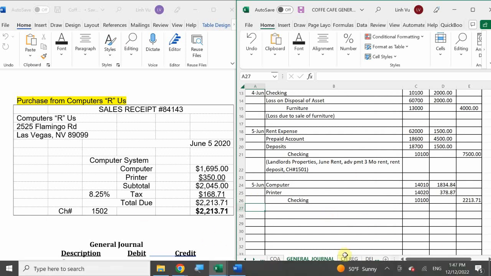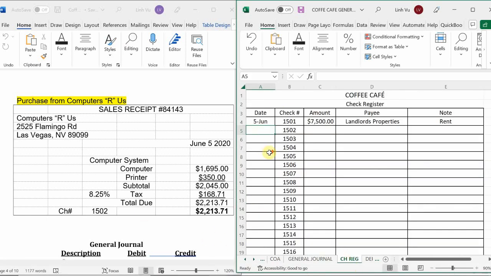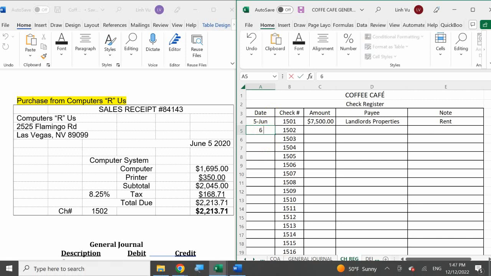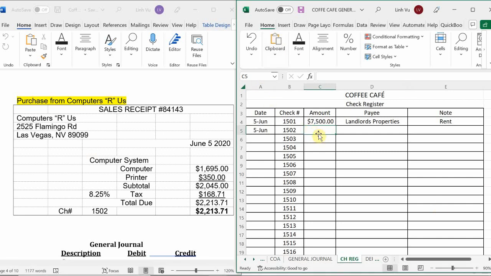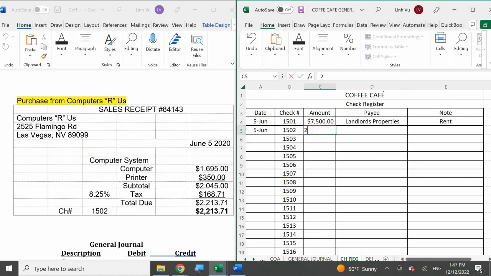So in this case, we go to our check register. Today is the 5th. We're using check number 1502, which is written on my receipt right here, proof that I used check number 1502, okay, for the $2,213.71. Who did I cut this check out to? Computers R Us.